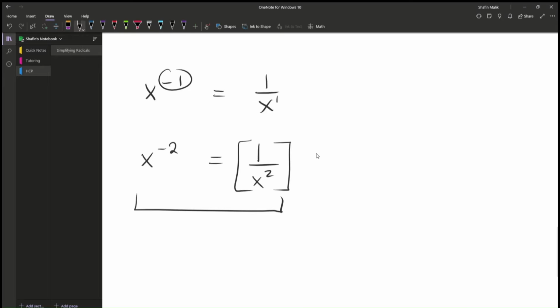Now, regarding negative exponents, the opposite is also true when we have a fraction with a denominator and a negative exponent. We can simply send it to the top. Whenever we have a negative exponent, we can simplify it first, simply by inverting the value.